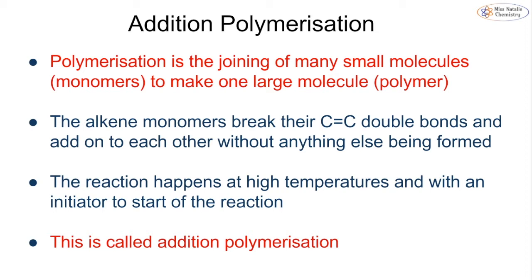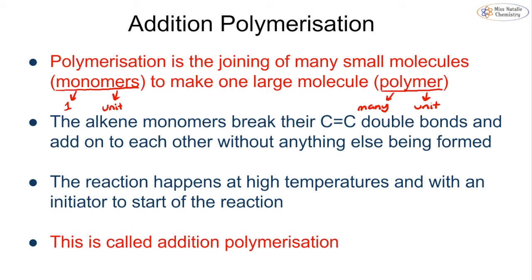And polymerisation, the definition, is the joining of many small molecules, and we call these monomers. Mono meaning one, and the mer meaning unit. So one individual unit joining together to make one large molecule known as a polymer, where poly means many, and again the mer means unit, so many units.